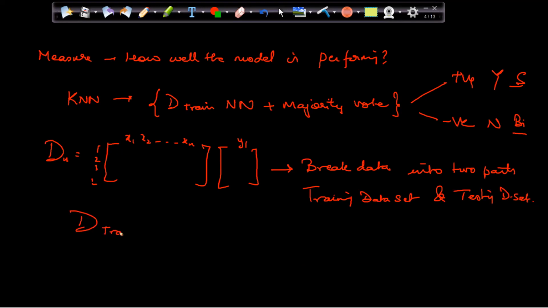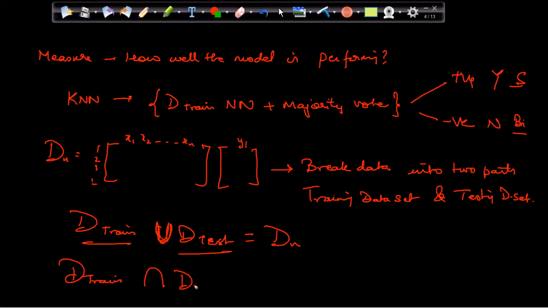where dtrain union dtest is nothing but dn. When I'm unioning this data, dtrain union dtest is nothing but dn. Same way, dtrain intersection dtest is nothing but null. That means there should not be any overlap between the data. If one record is present here, it should not be present here, right? There will not be any matching records.